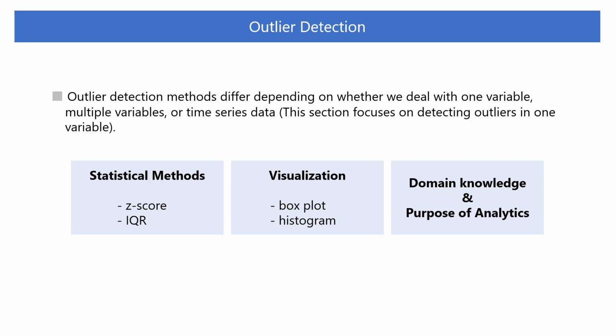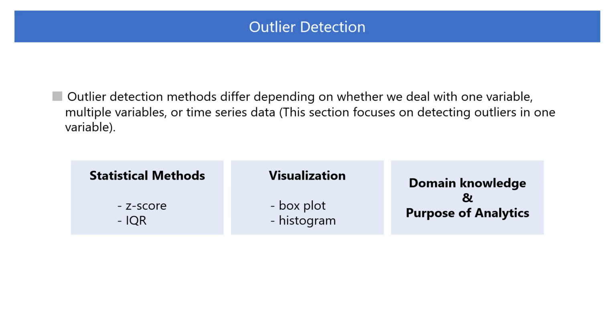Outliers should not always be removed, as there are various ways to handle them. However, the first step is to detect outliers. Outlier detection methods differ depending on whether we deal with one variable, multiple variables, or time series data. In this section, we will focus on methods for detecting outliers in one variable. We can detect outliers using statistical methods, while also using domain knowledge and considering the goals of analytics.